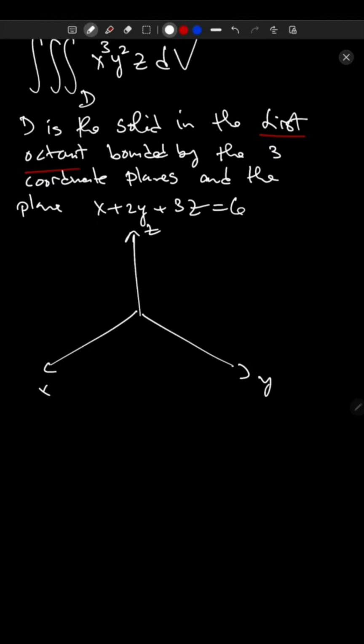So let's see. This is the plane that hits the x-axis when y and z are 0, so it hits the x-axis at 6. It hits the y-axis when x and z are 0, so that would be at y equals 3. And it hits the z-axis at 2. So in terms of the picture, it's going to be this guy right there.